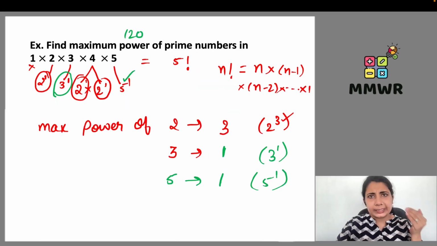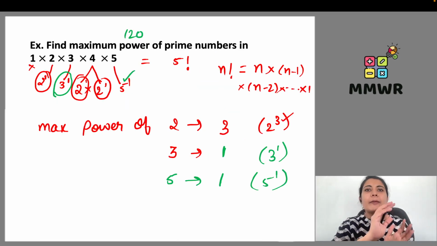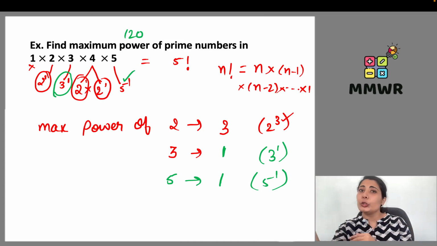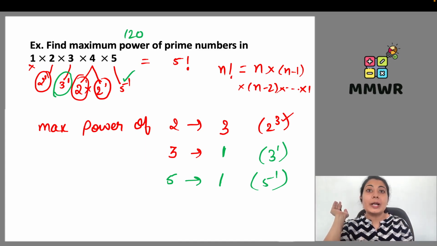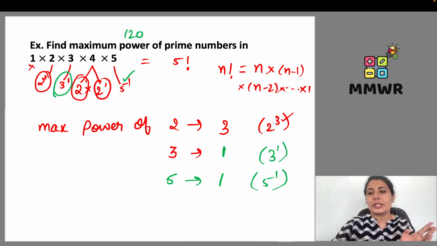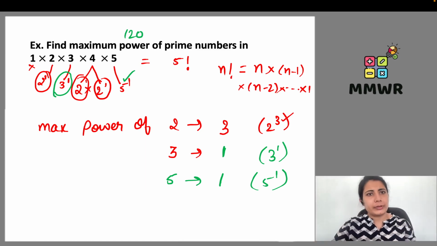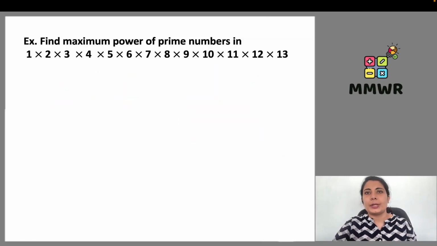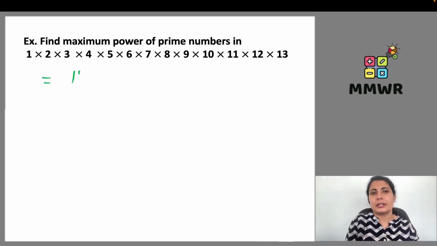So either you can first multiply whatever number you are getting and then factorize it, but that will not be the shortcut way. The shortcut way is something else, for which we will look at another example. Let's take the help of this big number. Find the maximum power of a prime number in 1 multiply 2 multiply 3 multiply 4 till 13. That means in short it is 13 factorial.